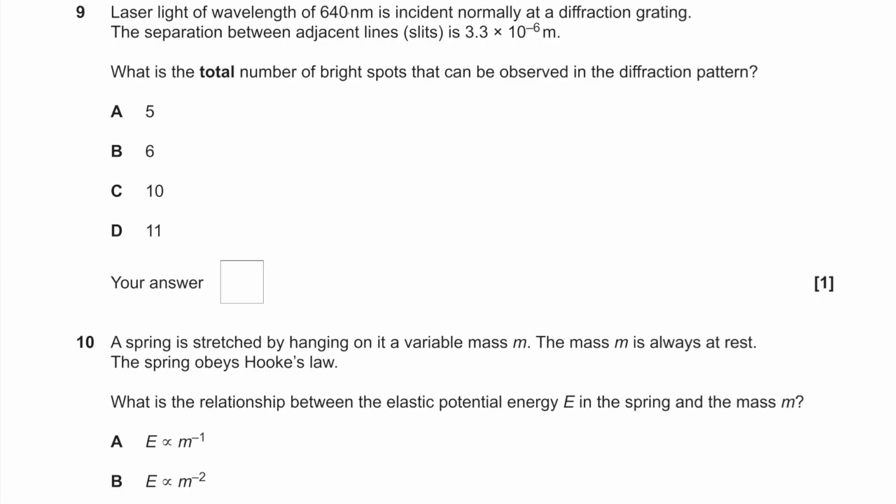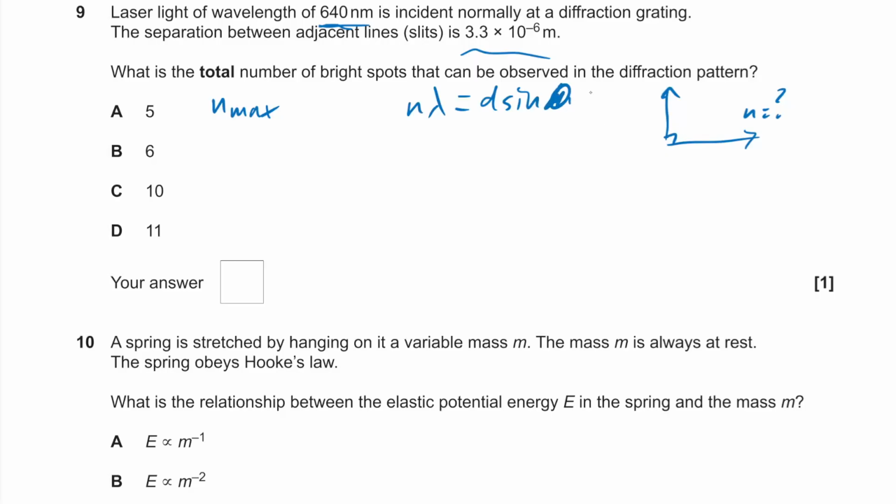9, laser light, 640 nanometers is incident, and we have our, okay, that's nice. They've given us our grating spacing. What's the total number of bright spots that can be observed in the diffraction pattern? Okay, so let's look for the maximum order first of all. So when we have maximum order, we have n lambda equals d sine theta. So to figure this out, we need to figure out what order do we get at 90 degrees.